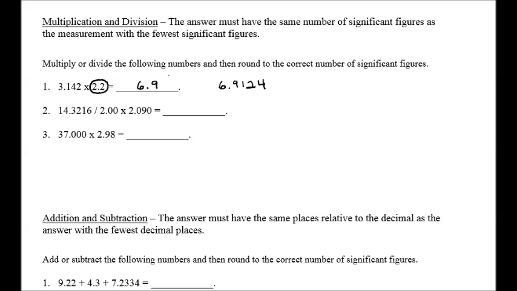In the second one, once we divide by 2 and then multiply by 2.090, we would get 14.966072. 2.00 has 3 significant figures, so our answer has to have 3 significant figures. So we round, and sometimes this is where it gets tricky, to 15.0.